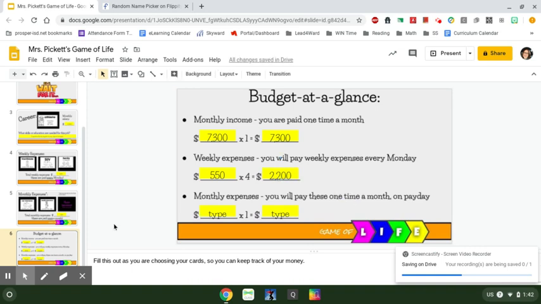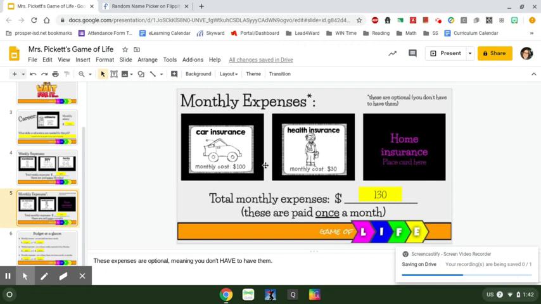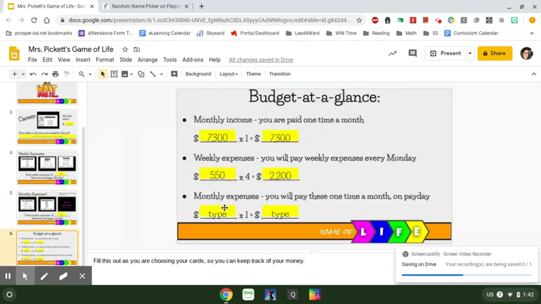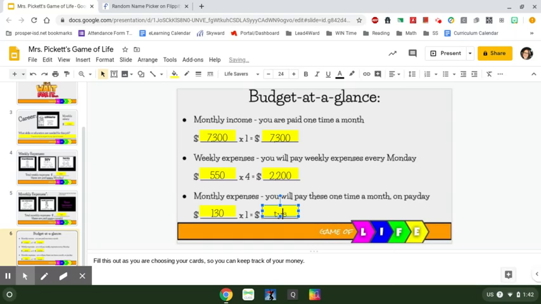That's crazy. Okay. And then my monthly expenses. I chose car insurance and health insurance. That is $130. I pay that one time a month for a total of $130. Whew, that was a lot, guys.